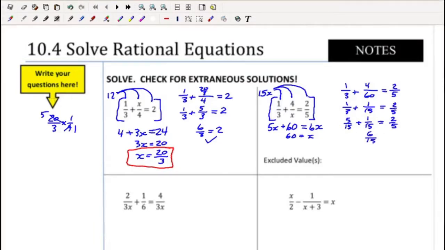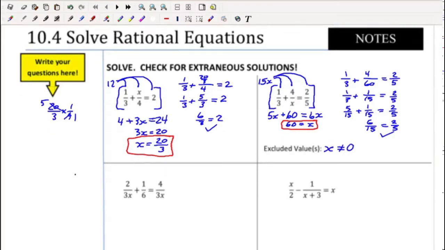6 over 15 equals 2/5. And that is true. If I divide my top and bottom here by 3, then I get 2/5. So check, this works. So this is my actual solution. And my excluded value, what I couldn't have plugged in if I had gotten it as an answer, would have been 0, because that would make this denominator equal to 0. So my excluded value: x is not allowed to equal 0. Often this is handy to note actually at the beginning rather than at the end.